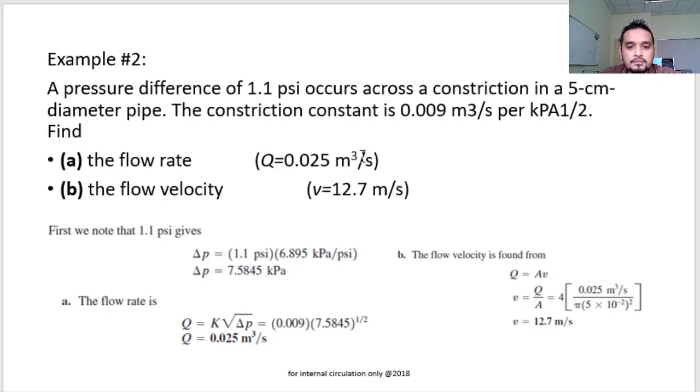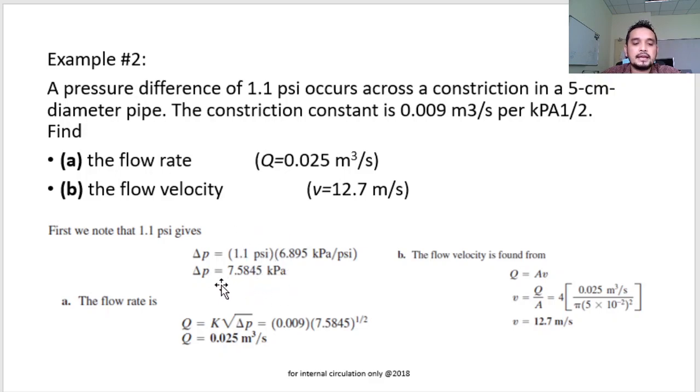First, to solve the problem, we have to solve it ideally in the SI unit, as we already know. So the PSI, we must first convert into Pascal. How you convert it is quite straightforward. For the 1.1 PSI times 6.895. This is the conversion. The value in PSI is simply multiplied by 6.895, and that will convert the value in PSI into Pascal.